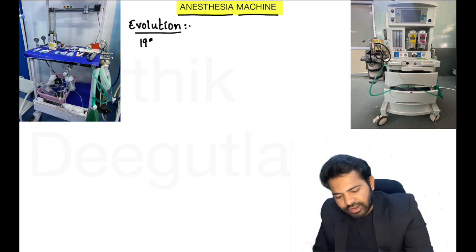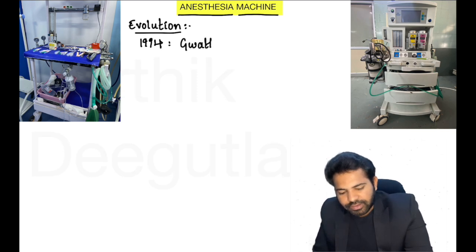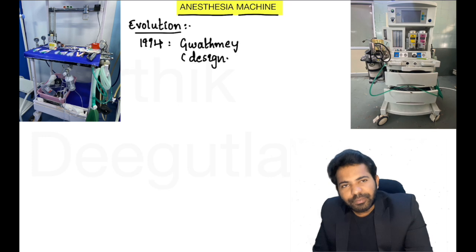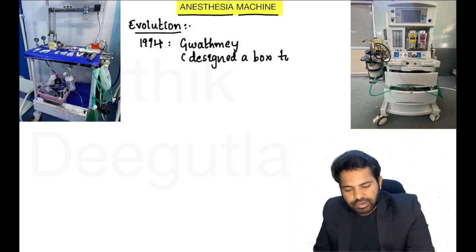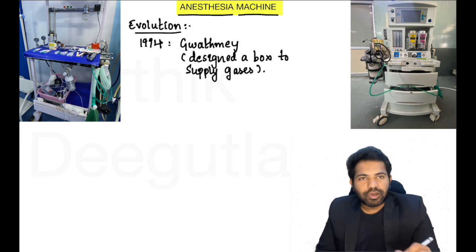It was the year 1914. A person called Guatme designed a simple box to supply gases. This was known as Guatme's box.